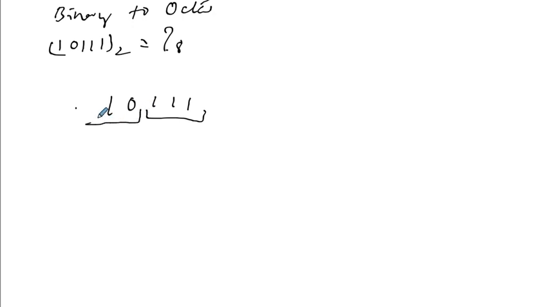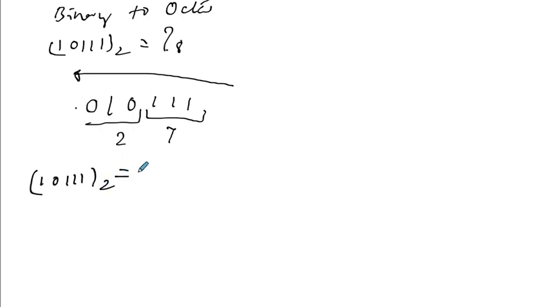But I told you that you have to make groups of 3 digits. Here 1 digit we still require. Always we are making the group from right to left, remember this. Okay, 1 digit we still require, so you just put 0. Then write its equivalent number. What is the equivalent number for 111? That is 7. What is the equivalent number for 010? That is 2. The equivalent number from binary 10111 to base 8 is 27.